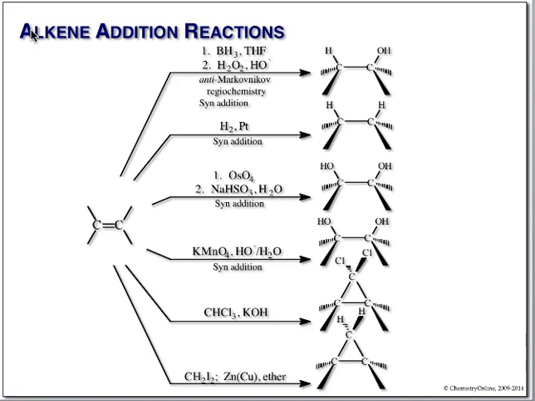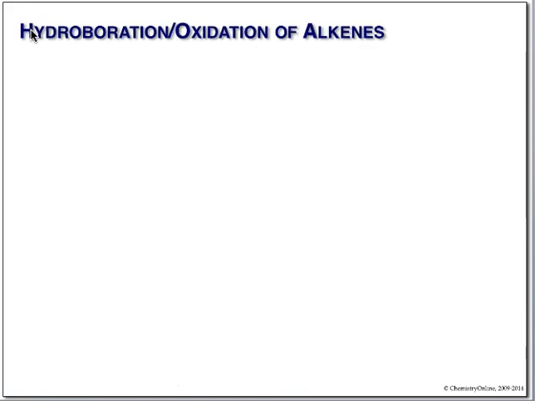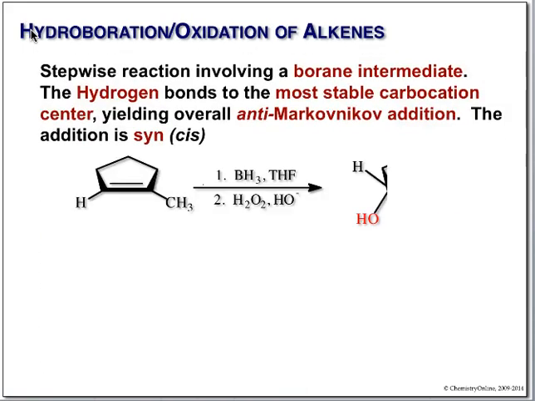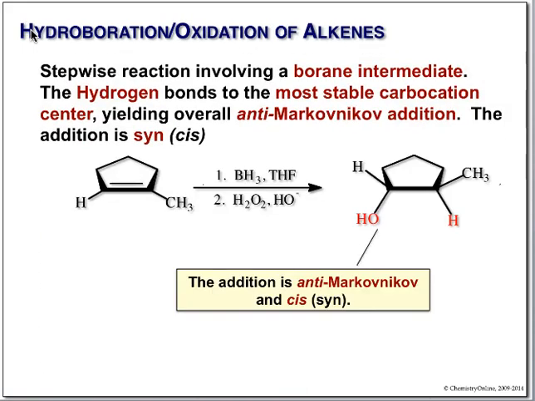Hydrogen and platinum: simply, we're going to add H2 on the same side. Osmium tetroxide and KMnO4 will make 1,2 diols, again, on the same side. And these guys were making cyclopropanes. So let's start up here with BH3 and THF. This is known as hydroboration oxidation.